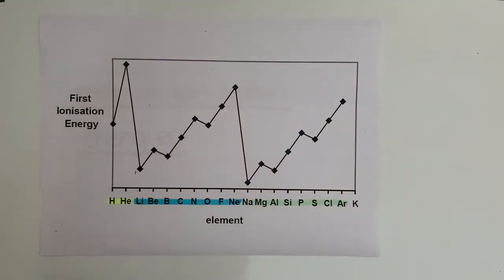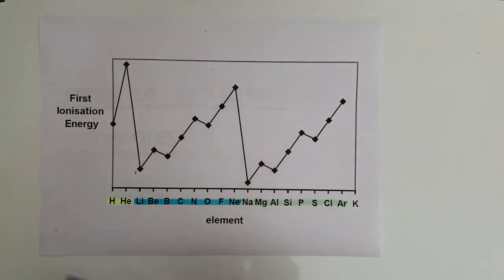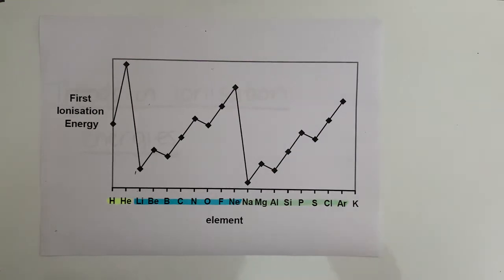In order to know that you have fully understood the trends in ionization energy, hopefully by the end of this video, you should be able to explain literally every rise and dip in this graph. You should be able to essentially draw this out from memory and explain what is happening at each rise and each dip. Right, so let's get started on the trends that we can see.